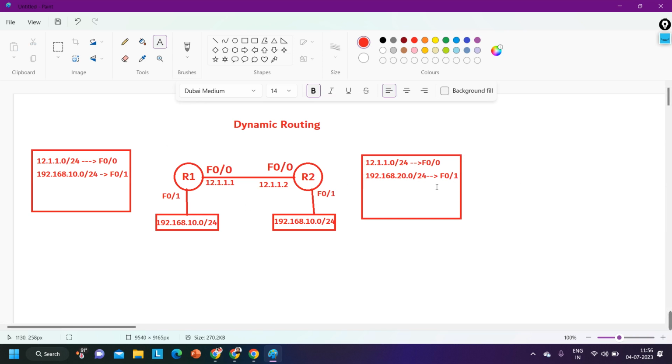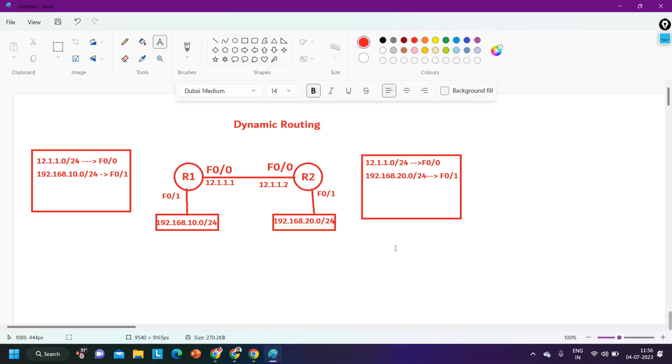For router 2, it is not 10.0, sorry, it is 20.0. Let me correct it. This is not 10.0, this is 20.0. Let me write again: 192.168.20.0/24.